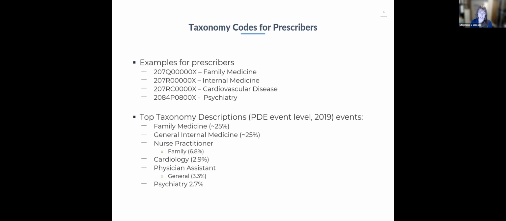The taxonomy gives a lot of digits that give you information about what the specialty is. Just to give you an idea of the top specialties in the 2019 event file: family medicine and general internal medicine, as you might expect. There are taxonomy codes that would indicate nurse practitioner at different levels. Family nurse practitioner was one of the next highest after family medicine and general internal medicine. Then cardiology, and there are also taxonomy codes for physician assistants. That was the next highest. And psychiatry was the next highest. But by far and away, over half of the PDEs were prescribed by family medicine or general internal medicine prescribers.